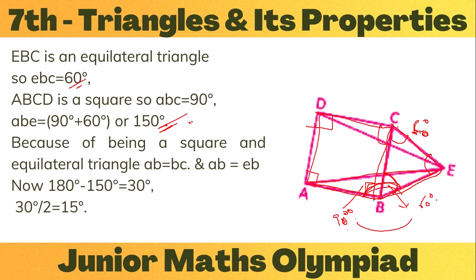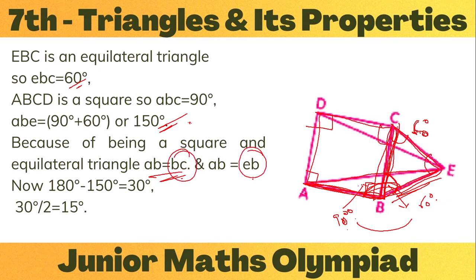So here, this is a square, so AB equals BC. These 2 sides are equal. But this is an equilateral triangle. In the place of BC, we can take BE.